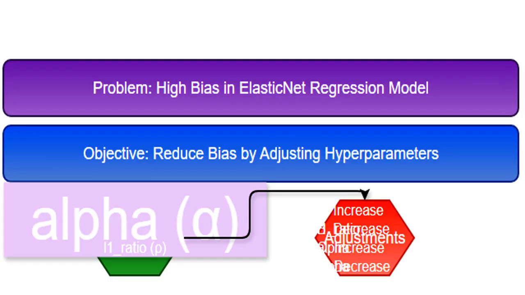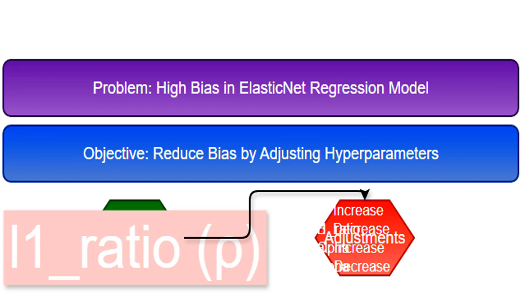Alpha controls the overall strength of regularization. Think of it as a dial controlling how much my model is simplified or regularized. A higher alpha means more regularization, a simpler model with potentially higher bias but lower variance. Conversely, a lower alpha means less regularization, a more complex model potentially leading to lower bias but higher variance.